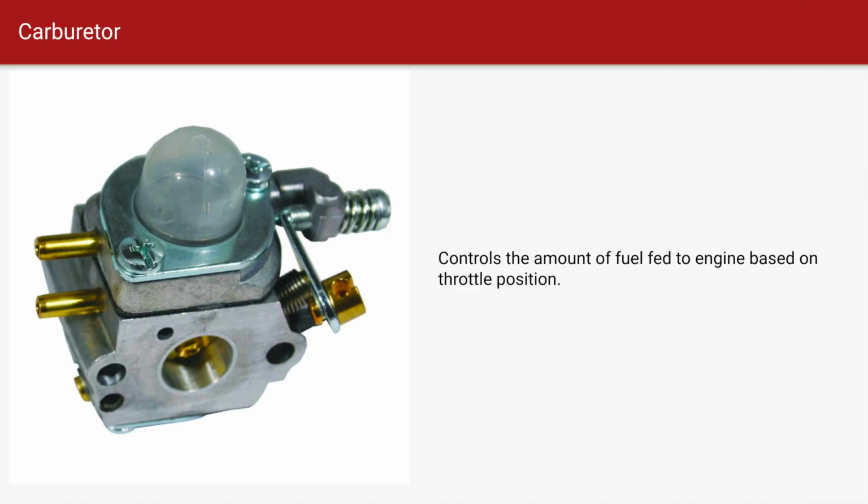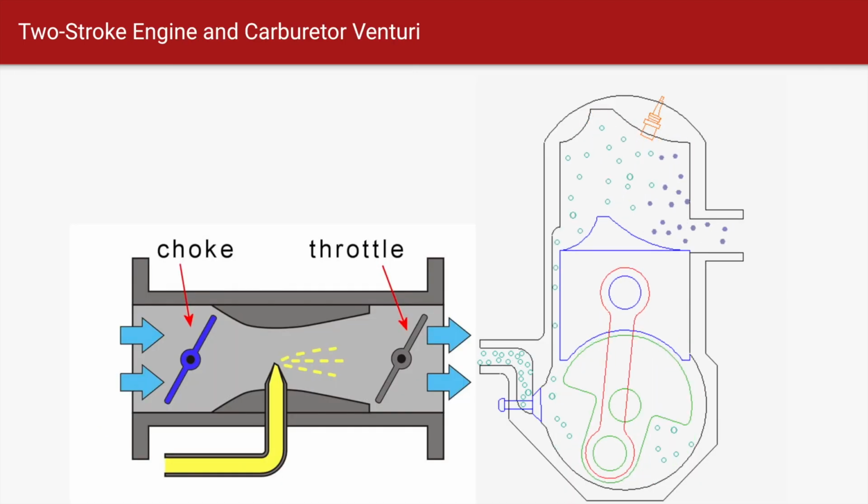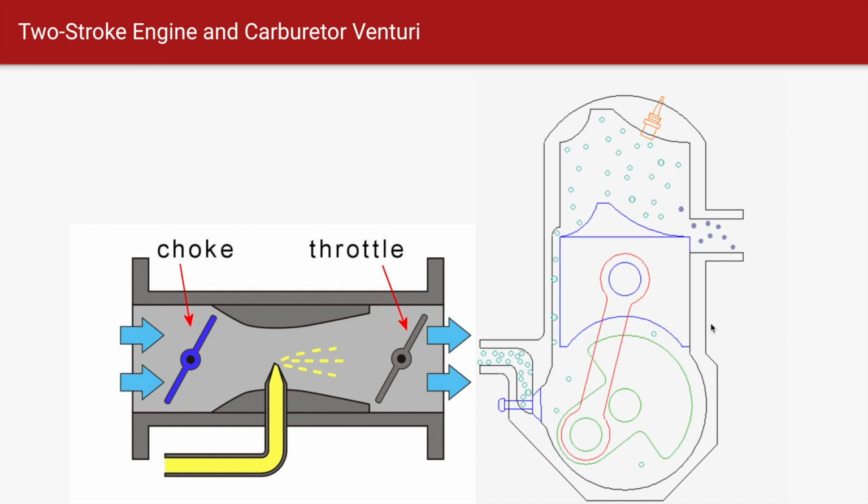For this presentation, we'll be focusing on the carburetor and the fluid dynamics that allow it to feed and control the amount of fuel fed to the engine. The two-stroke engine acts as a positive displacement pump that moves air and fuel.